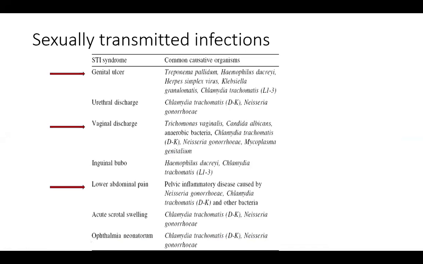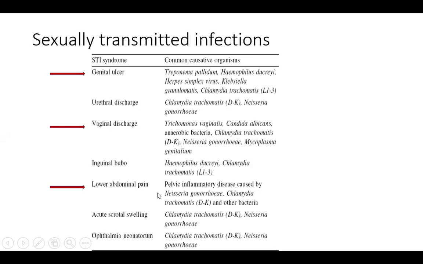Next important topic is sexually transmitted infections. Whatever I have marked here with an arrow mark is very important. Organisms causing genital ulcers are mostly Treponema pallidum, which is syphilis, Haemophilus ducreyi, herpes simplex virus, Klebsiella granulomatis, and Chlamydia trachomatis. Vaginal discharge is the most favorite question. It is caused by Trichomonas vaginalis, Candida albicans, and anaerobic bacteria. Another important thing is Gardnerella vaginalis, which is an important cause of bacterial vaginosis.